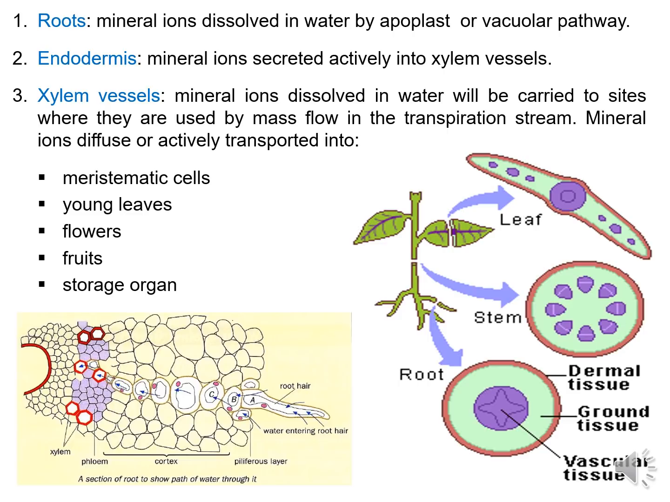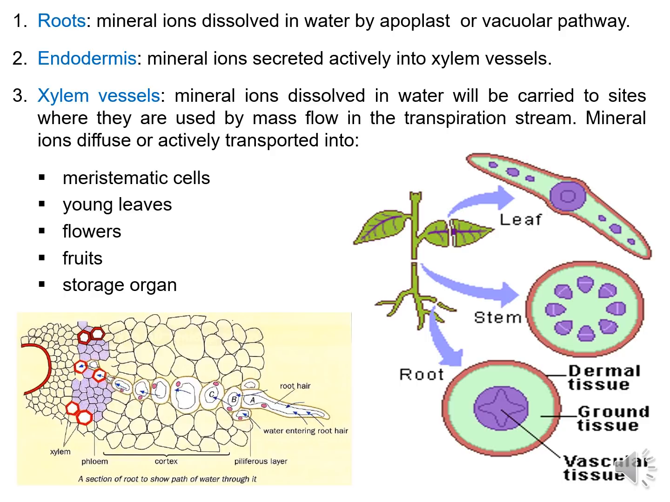Meanwhile, in endodermis, these mineral ions are secreted actively into the xylem vessel. We know the fact that not only root, especially the root hair, but the endodermis also conducts the flow of water as well as the dissolved mineral. But the mechanism of how the water flows through endodermis compared to root is definitely different.